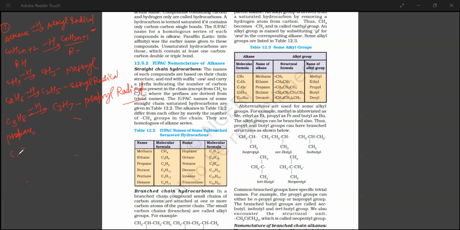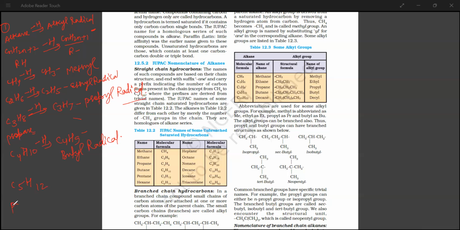Now see, C4H10 will form C4H9 radical. That's butyl radical. Now see, C5H12, that is pentane.